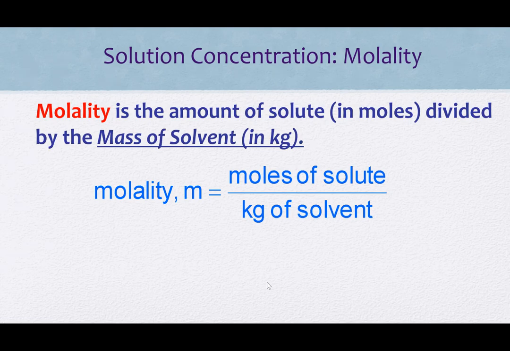Molality is the amount of solute in moles, so that's the same, divided by the mass of the solvent in kilograms. So instead of saying I've got 4 moles per liter of water, I would say I have 4 moles per kilogram of water. So it's the weight of the solvent.